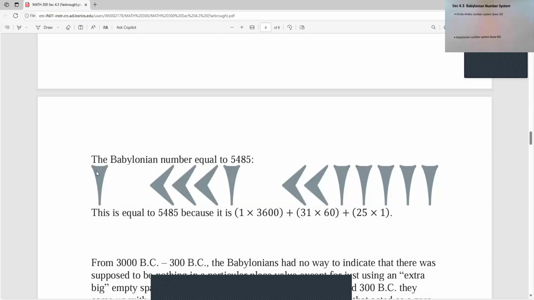So this is saying we have one set of 3600 plus 31 sets of 60, which is 60 to the first power, right? Plus 25 sets of 1. Remember, 1 is 60 to the 0 power. And if you go through the math on all that, it turns out to be 5,485. Okay.